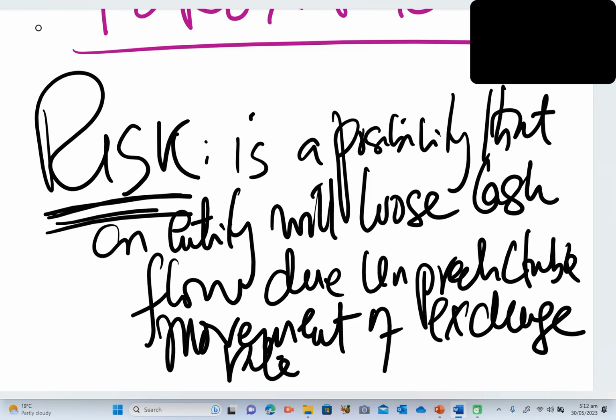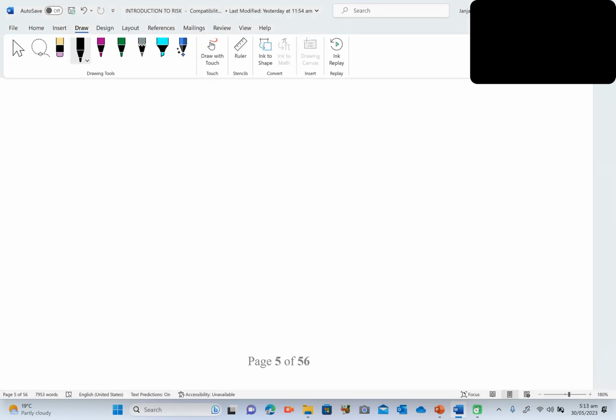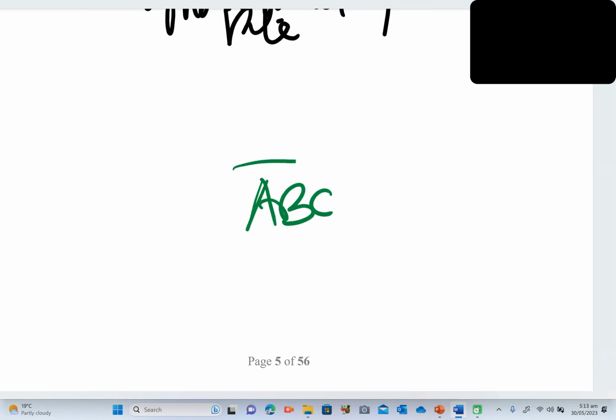Sasa in order to go, nataka sasa nieleze kitaalamu hapa. In order to go, lazima uwe na kitu hiki sasa cha msingi. Kwa mfano, tuna kesi hapa. We have ABC as a multinational. Nataka nianzie hapa. Kwa hiyo ABC inaweza kutransact subsidiary. Inaweza kuwa na subsidiary. Inaweza kuwa na international entity in other country.